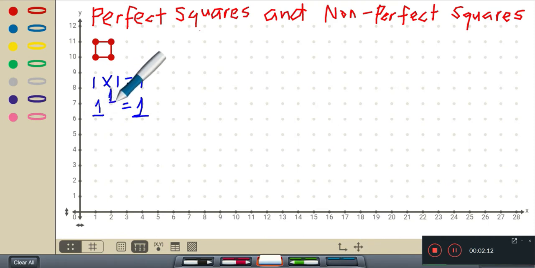Therefore, the opposite of squaring a number is taking the square root of it. So the square root of 1 is equal to just 1. Okay? For some reason, my pen is not working nicely. I am very particular with handwriting, so I'm trying my best.